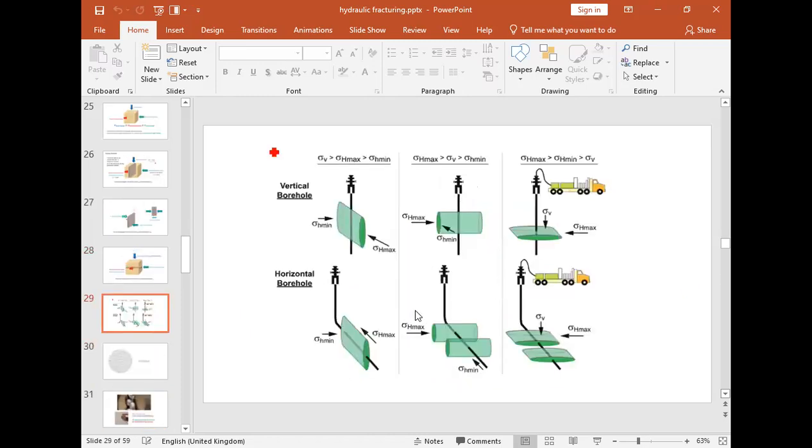So we have different directions in which the hydraulic fracturing can exist, depending on which particular stress is higher. In this case, our vertical stress is the highest. In this case, our maximum horizontal stress is the highest, and the vertical stress is higher than the minimum horizontal stress. And in this case, the minimum horizontal stress is higher than our overburden stress. So we can see how all of these go a long way to define the geometry.